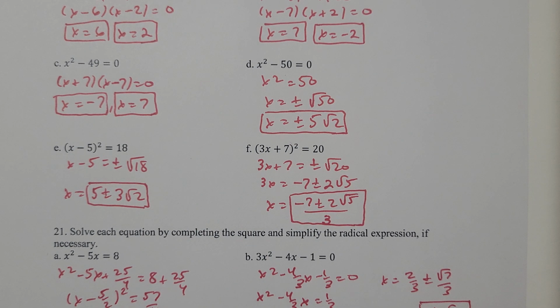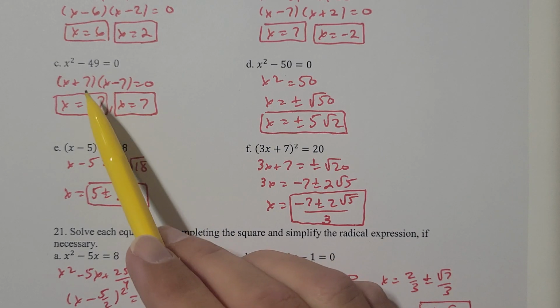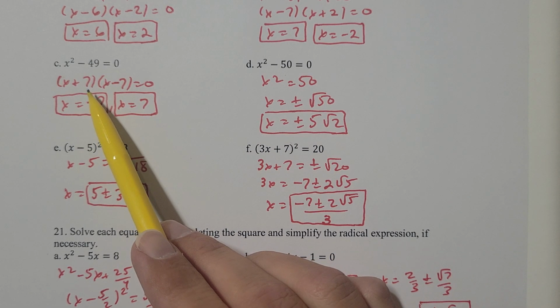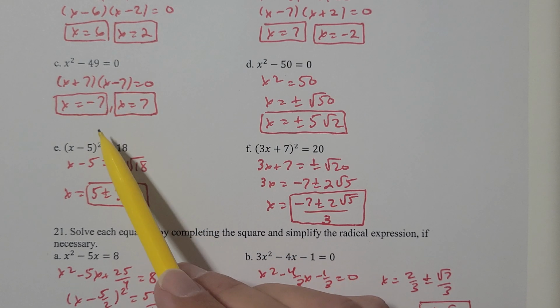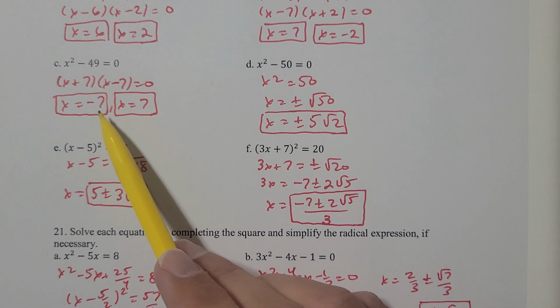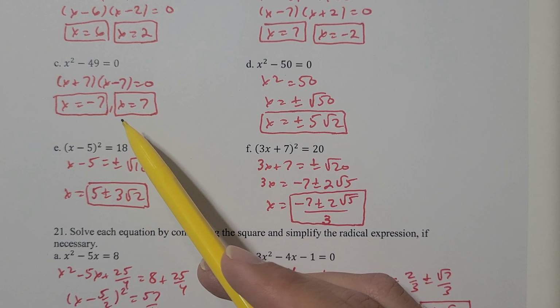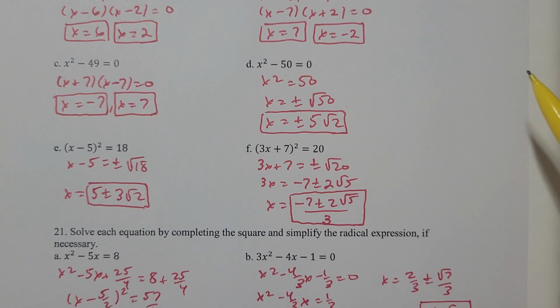Okay? Now, I could do the same thing over here. I'd say x squared equal 49, take the square root of both sides, so x would be plus or minus the square root of 49 is 7. Right? So 7 and negative 7 would be the two solutions there. Okay?